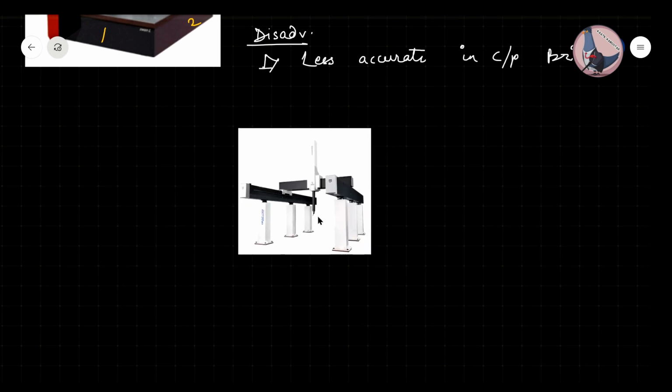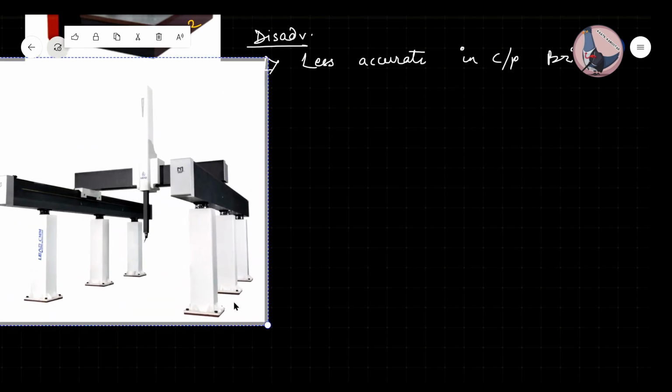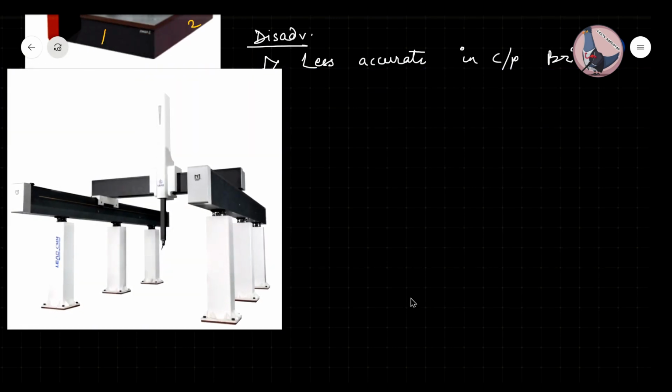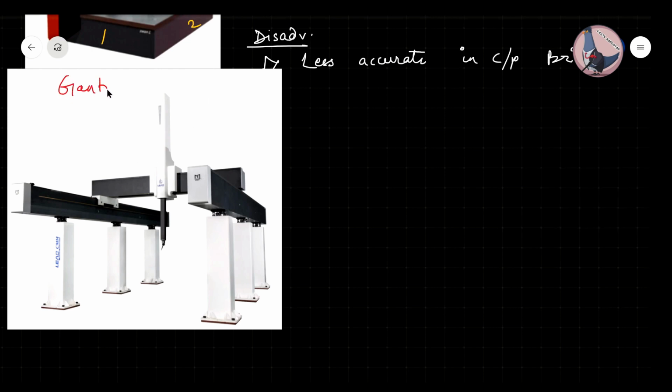Then the third type is your gantry. Now you can see this gantry. This is your gantry CMM, and I personally love it. If you go into some big industry, this is called a gantry CMM. This is like an elephant. So your first, the bridge, was the workhorse, like 90%, most commonly used. This gantry CMM is the elephant.